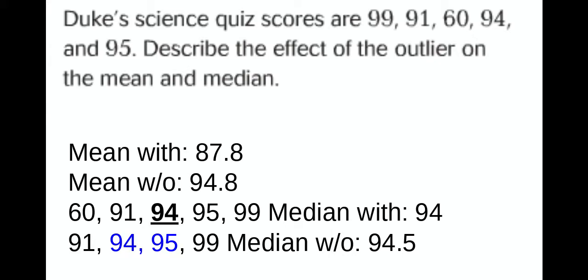So we can't have more than one median. What we have to do is find the mean of those two blue numbers. So you take them, add them together, take that sum, divide by 2, that gives you 94.5. Or here's another little secret here.